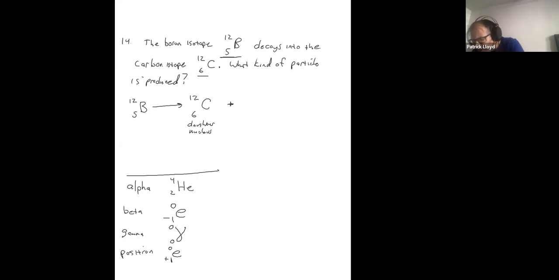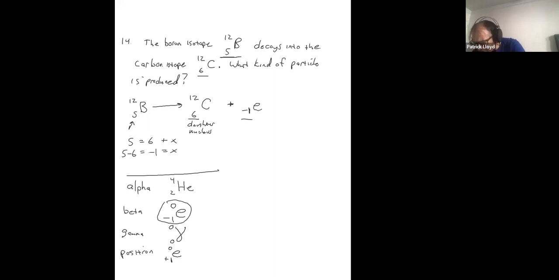Okay. Now, here's how we go about it. Let's do the atomic number first. Whatever we have on this side has to be equal to what we have on this side. So 5 has to equal 6 plus something. I'll write it as x. We don't know what it is. So let's figure out what it is. You subtract 6 from both sides. 5 minus 6 is -1, right? So that means it's got to be -1. Well, right there, we only have one that has -1 as an atomic number. That's the electron. So we know it's that one.